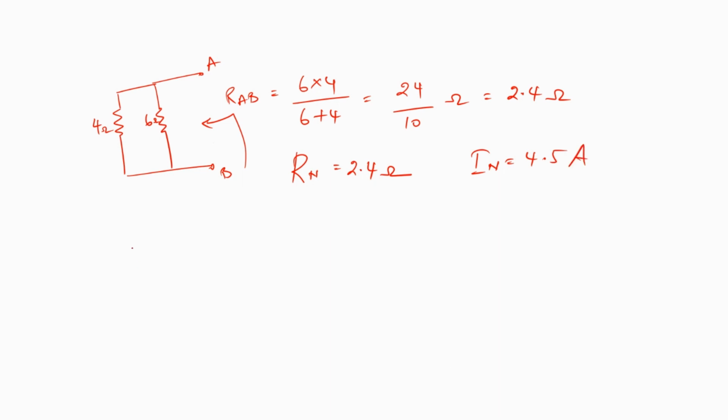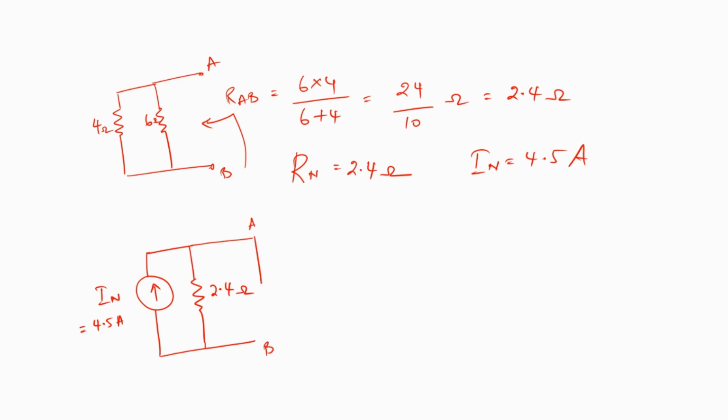We can now construct the Norton's equivalent circuit. So we are going to replace this entire network with one current source, In, whose value is 4.5 amps, with the Norton's resistance in parallel with it, whose value is 2.4 ohms. We now can reconnect our load, which is 10 ohms, and we've been asked to compute the value of IL.